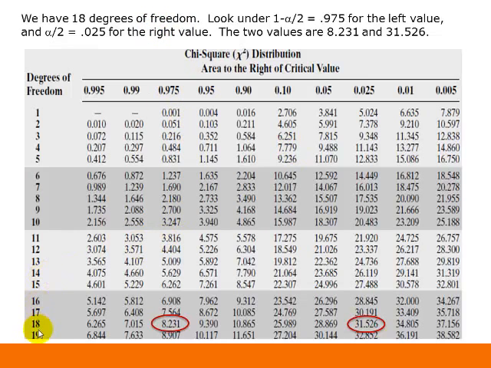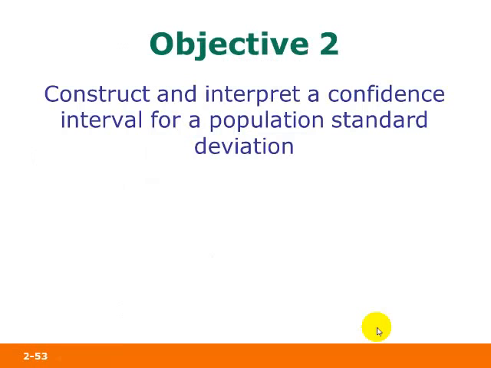We have 18 degrees of freedom, so we're going down to the 18 row. And then we have to look under both alpha over 2, which is 0.025, and 1 minus that, which is 0.975. So here's the value in the 0.975 column, which is 8.231. The value in the 0.025 column is 31.526. So those are our two critical values.